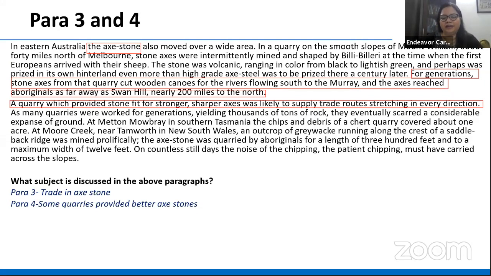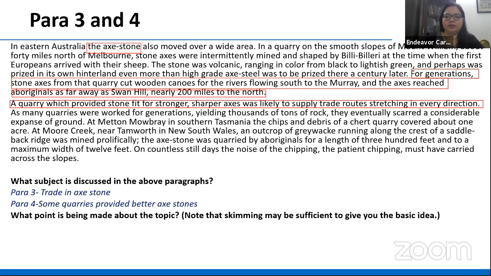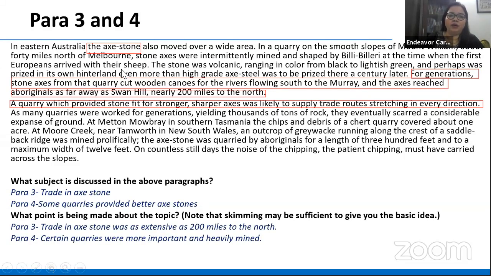Which quarries provided better stones. What point is being made about these topics? In para 3, we're talking about how axe stones were traded as far as 200 miles to the north. They were found at that distance too. And in the fourth paragraph, how certain quarries provided better quality stones and therefore they were heavily mined. And therefore those places that had those quarries ended up being an important point in the trade route. They were likely to supply trade routes stretching in every direction, correct?